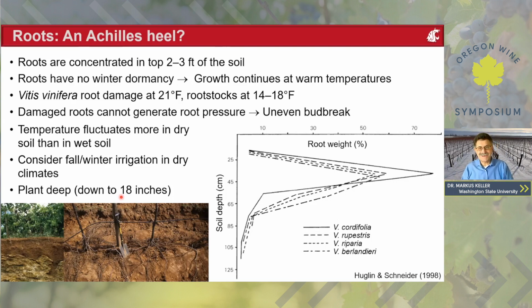Roots are typically concentrated in the top 2 to 3 feet of the soil. It doesn't matter what terroir adherents tell us, whether roots want to go down and tap into the rocks underneath. The vast majority of the roots are usually in the top 2 to 3 feet of the soil. One very strange thing that I didn't know until recently is that roots do not go dormant in the winter.